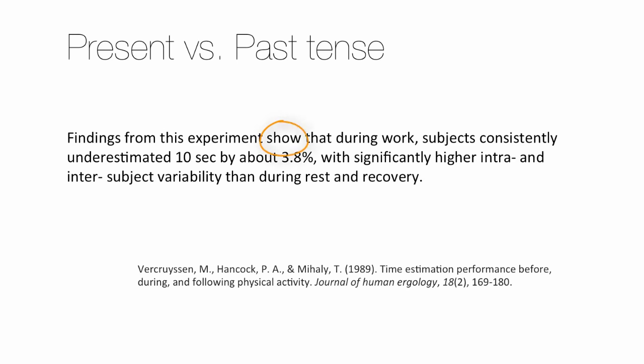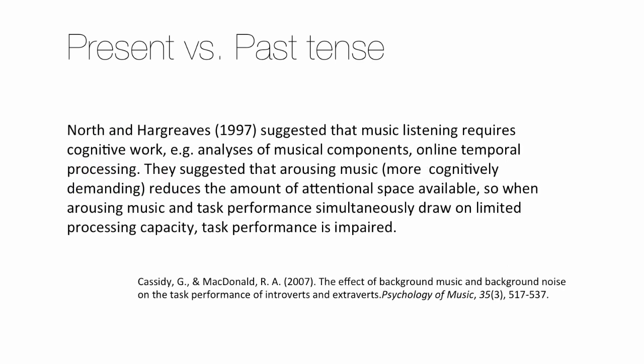The showing is happening right now in the paper, but the underestimating occurred when they actually did the experiment. In this example, past tense is used when talking about what someone else did in their paper. These guys suggested this. But present tense is used for the general result of their study, which is a truth now. Arousing music reduces the attentional space available, and so on.